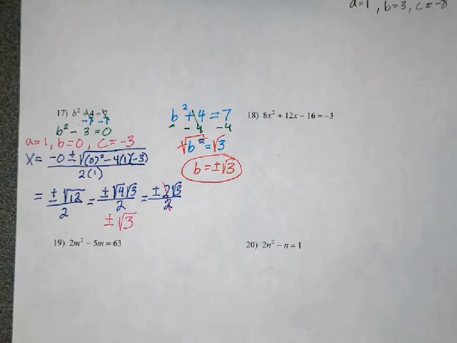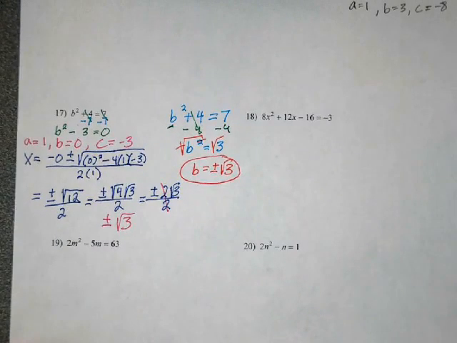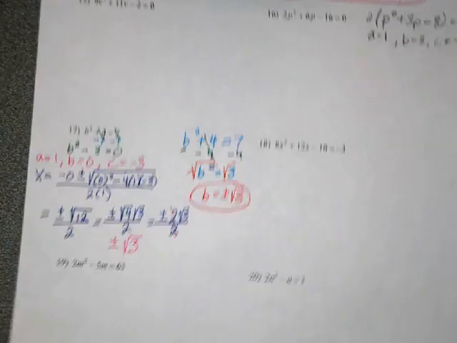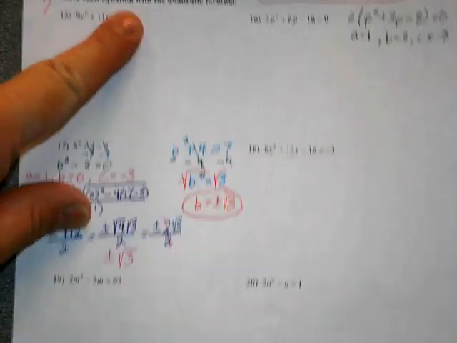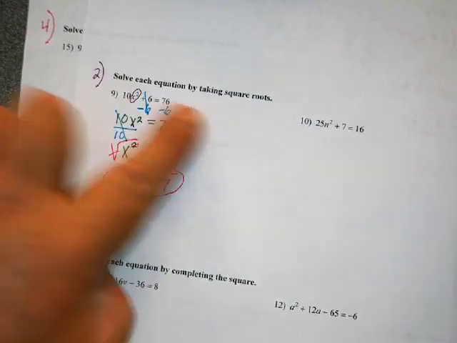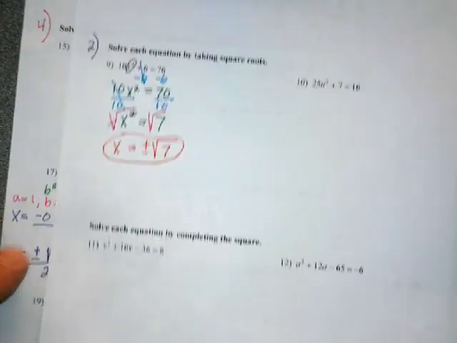Always works, but I like that saying, as a last resort. Speaking of completing the square, should we do a completing the square, then call it a day? So that was method 4, quadratic formula. We use method 2, taking the square roots. Let's do a method 3 one. Okay, completing the square.